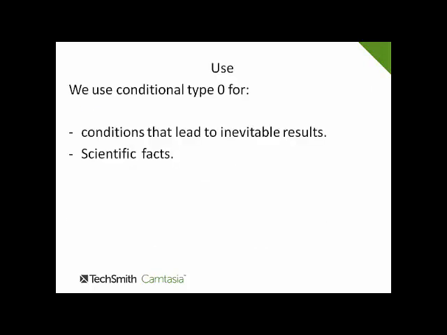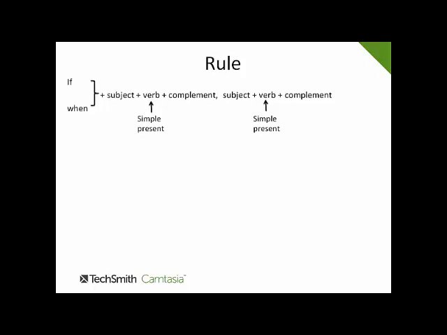Now let's talk about the use of conditional type 0. We use conditional type 0 for conditions that lead to inevitable results, or when we are talking about scientific facts. Okay? Now let's talk about the rule.